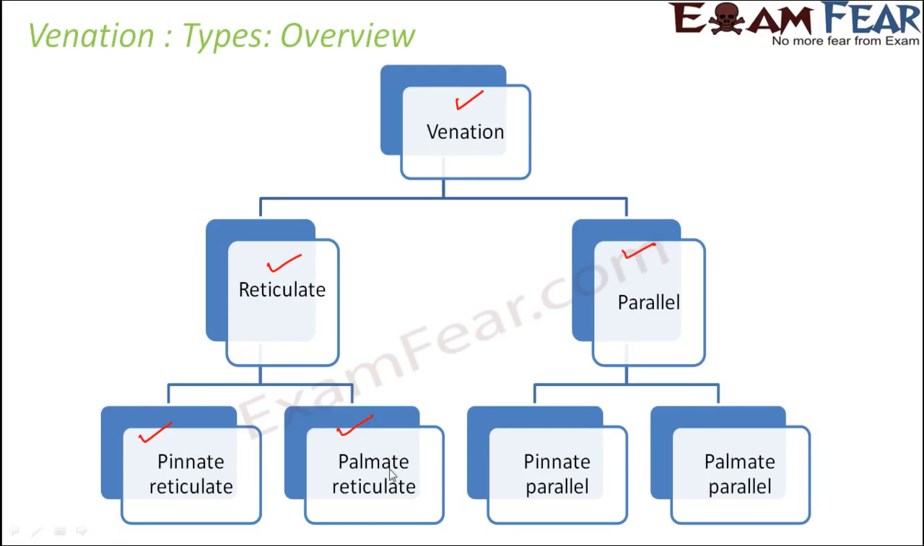In palmate reticulate, there are many strong ribs plus the lateral veins all haphazardly arranged. Similarly, parallel venation is of two types, pinnate parallel and palmate parallel. In pinnate parallel, you have one strong midrib and all other lateral veins running parallel to each other. In palmate parallel, you again have many strong ribs which are running parallel to each other. So with this, we will end our discussion on venation.